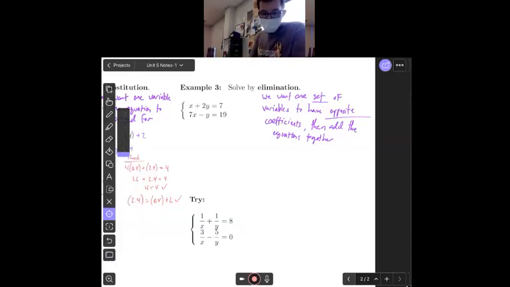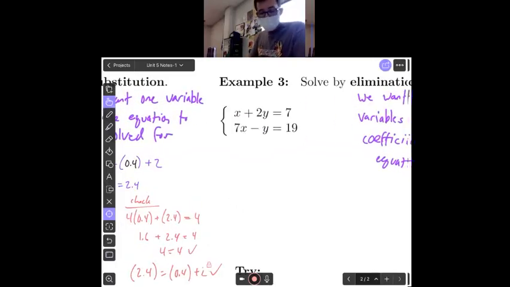So we want either the x's to have the same opposite coefficients, or we want the y's to have opposite coefficients. So looking here, trying to see what would be opposites. I could make this into a negative 7x pretty easily by multiplying that whole equation by negative 7. And that would give me opposite x's. But what I notice is that this is already positive and this is already negative, and I could take advantage of that. If I could make this a negative 2y, I could do that by multiplying everything by positive 2.